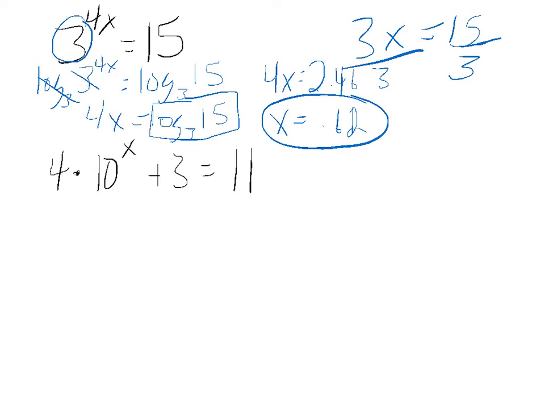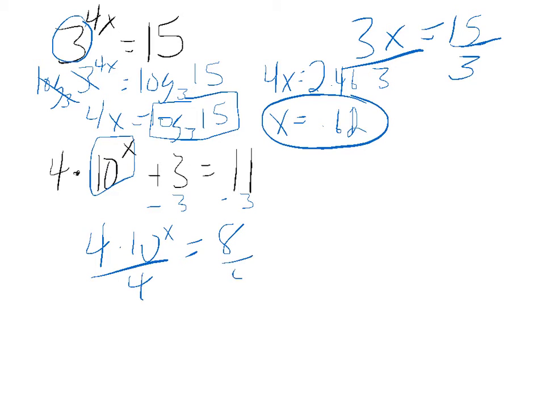So once that exponential is by itself, you can take the logarithm with the same base of both sides and get your answer. Okay. So let's take that same idea over here. But remember what I just said, that exponential needs to be by itself. So let's get this exponential by itself. Let's subtract 3 on both sides. So 4 times 10 to the x equals 8. Divide by 4 on both sides. So 10 to the x equals 2.